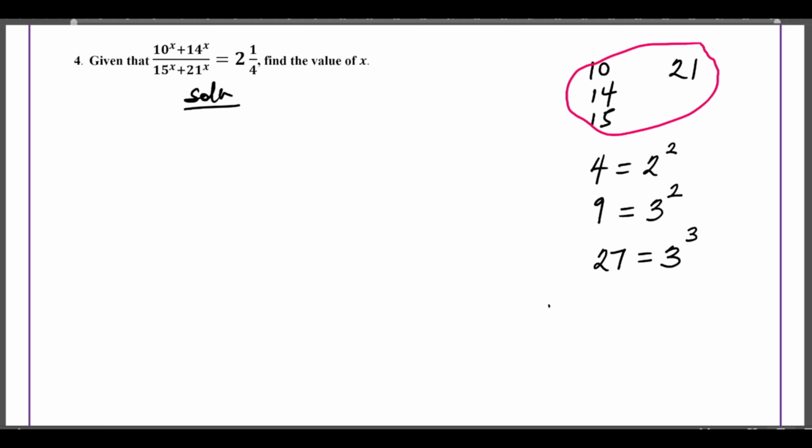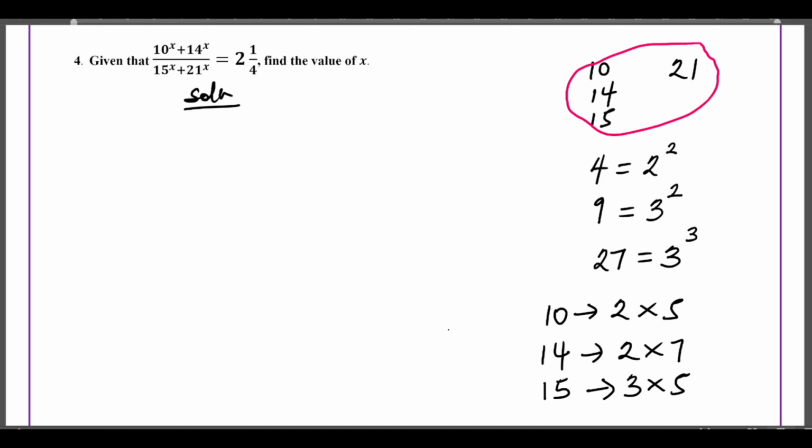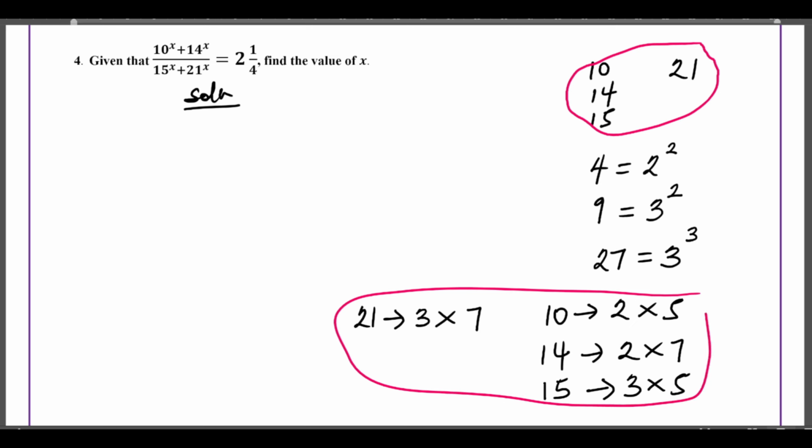So 10, the factors of 10, that will be 2 times 5. 14, that is 2 by 7. 15, that is 3 by 5, and then 21, that is 3 by 7. So that is the plan that we need to use.